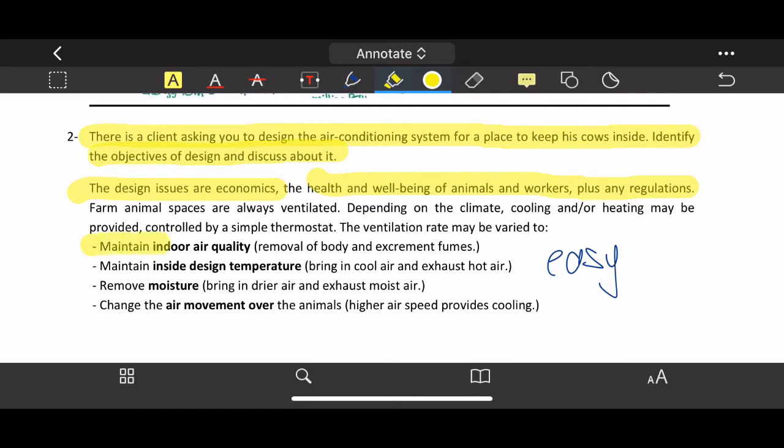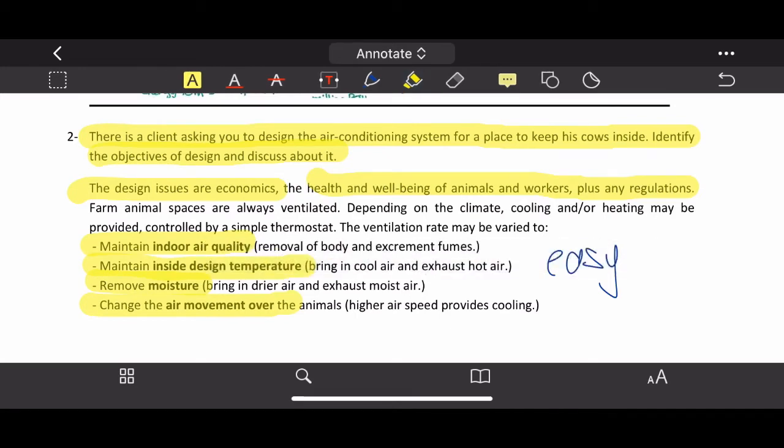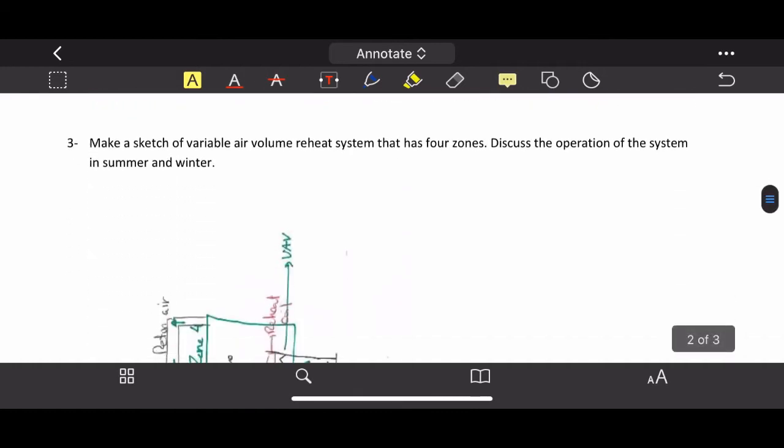So there are 4 of them: maintain indoor air quality, maintain inside design temperature, remove moisture, and change the air movement over the animals. So with these, you might have to memorize them. Very simple. Right. Next question. This will be very quick.